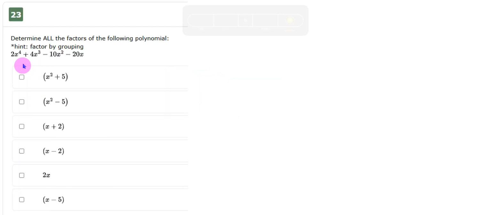We got to factor by grouping. This one's kind of trickier. It's got a little more to it. The first thing I'm going to do is factor out 2x. And I'll have x cubed plus 4x plus 2x squared minus 5x minus 10. Okay. This 2x is just going to go along for the ride.